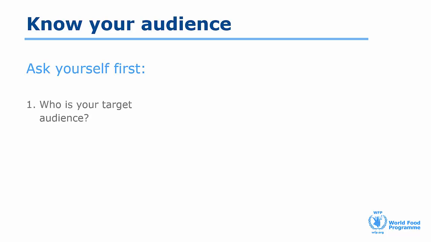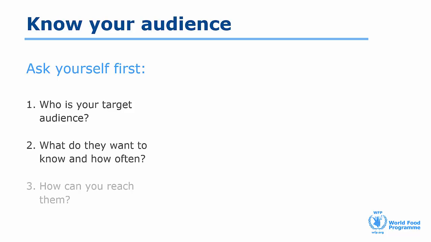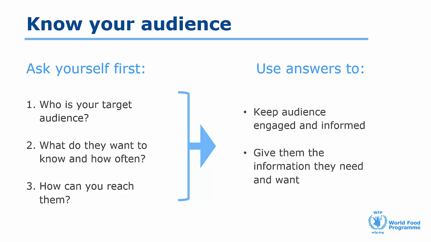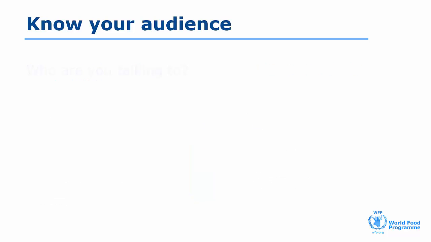You can do this by thinking about the following questions. Who is your target audience? What do they want to know and how often? And how can you reach them? It's only after answering these 3 questions that you should choose your tools and channels. It will mean that you keep your audience engaged and informed and ultimately give them the information they need and want.